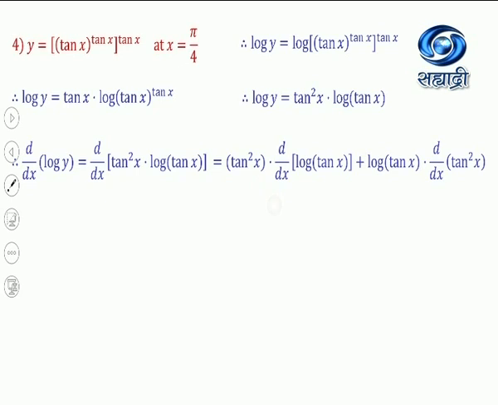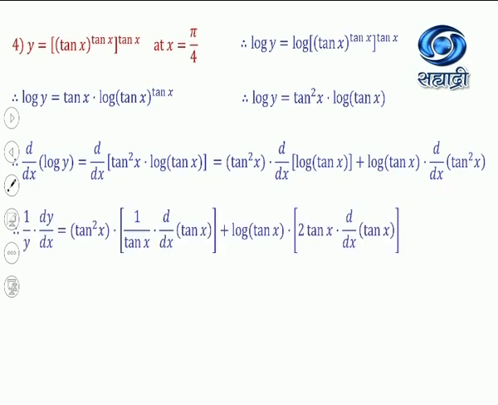See here, tan square x as it is as the first function into derivative of second, that is derivative of log of tan x. Here I write that. Now second function into derivative of first, that is d by dx of tan square x. Now what is our next step? Here I write the derivative of log y, that is 1 upon y into dy by dx. Here tan square x as it is, derivative of log of tan x, that is 1 upon tan x into derivative of tan x by using chain rule. Now plus log of tan x remains the same into derivative of tan square x. So it becomes 2 tan x into derivative of tan x.